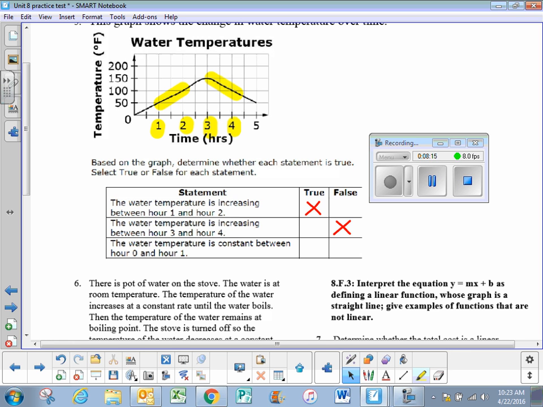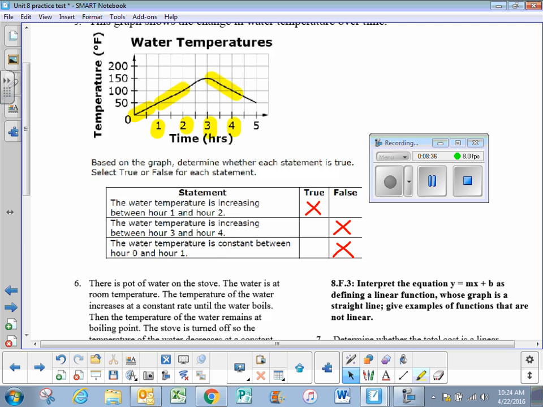Okay. Is the water temperature constant between hours 0 and 1? What does constant mean? The same. No, it's not. It's increasing. Okay, so that's false.